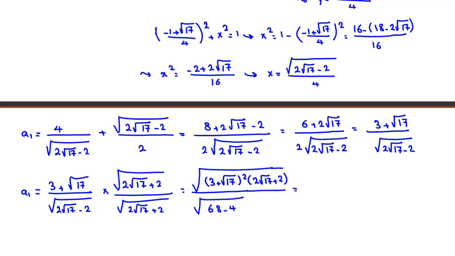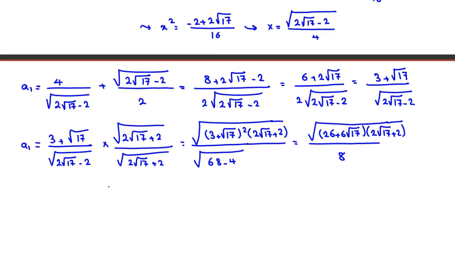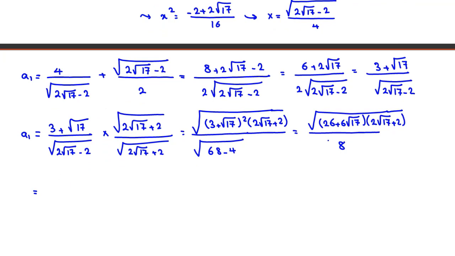Okay, so the denominator is 68 minus 4, which is 64. The square root of that is 8. The numerator will be 3 times (9 plus 17), which is 26, plus 6 times root 17, equal to 2 root 17 plus 2. And then we can divide both numerator and denominator by 2.